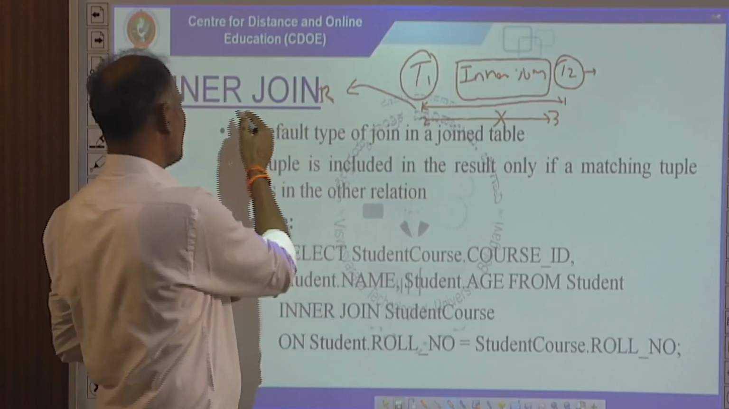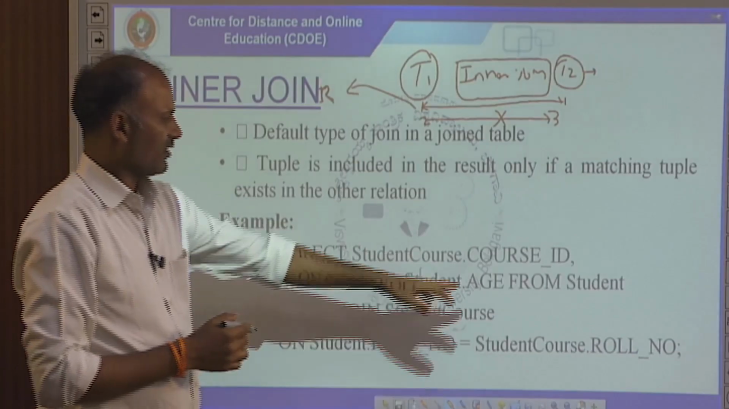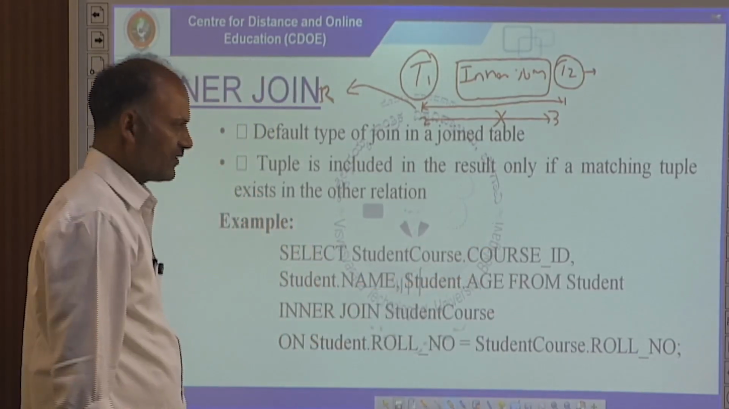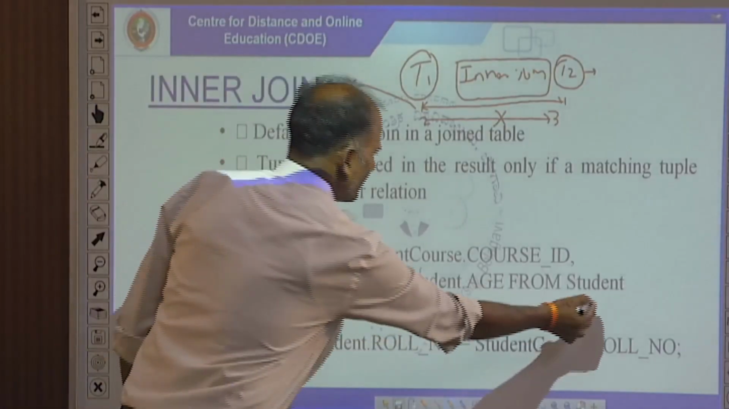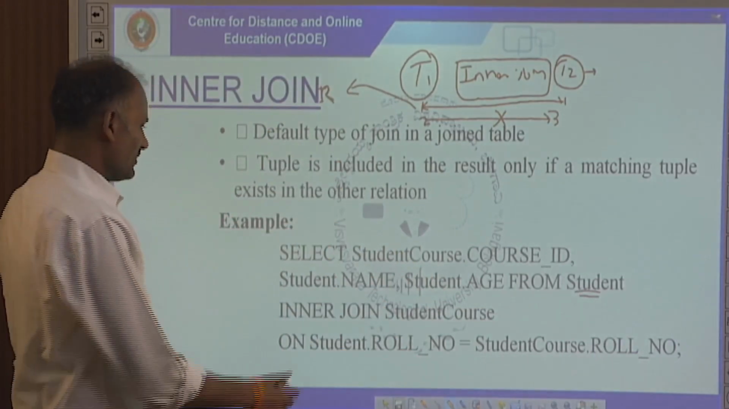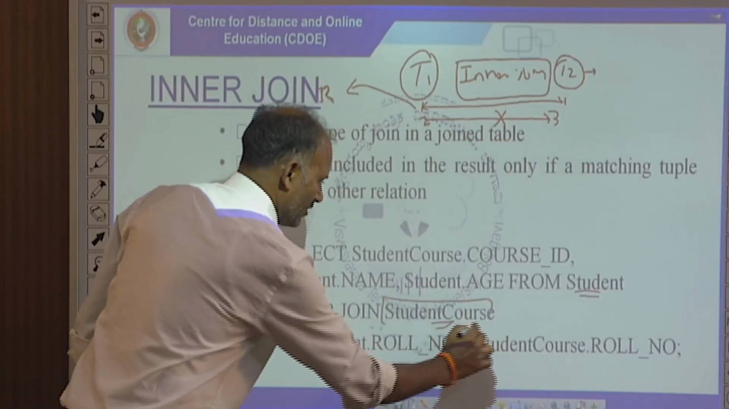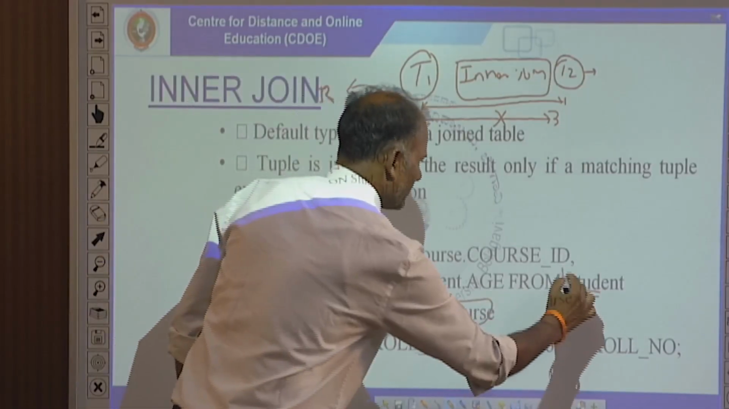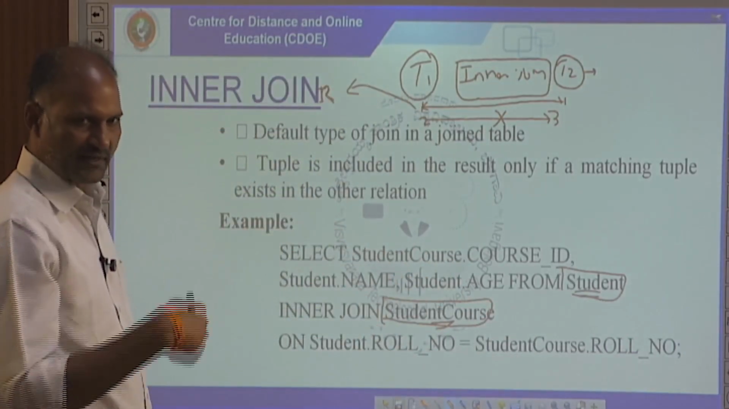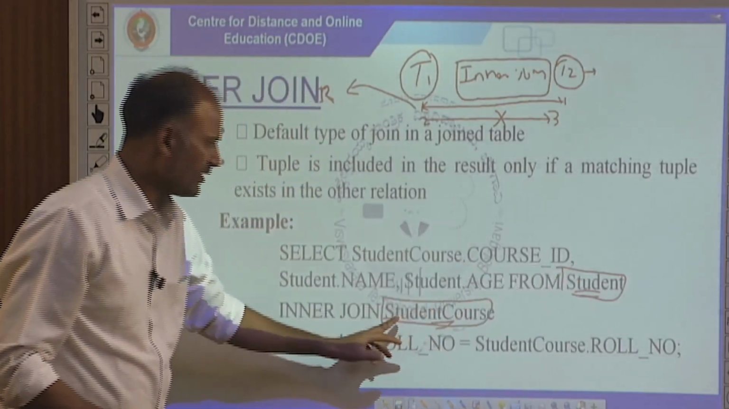For example, select the course ID, student name, and the age of the student from the student table. There is a student table and there is a course table. There are two tables, student and course. So where are you getting the data from? You are getting the data from multiple tables.